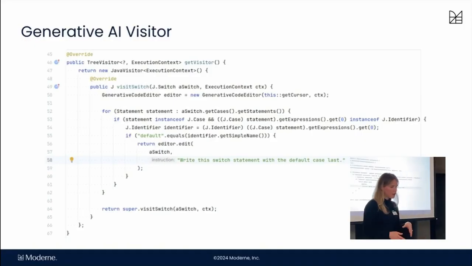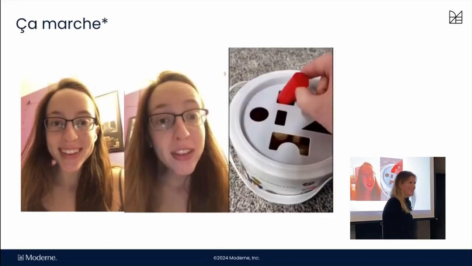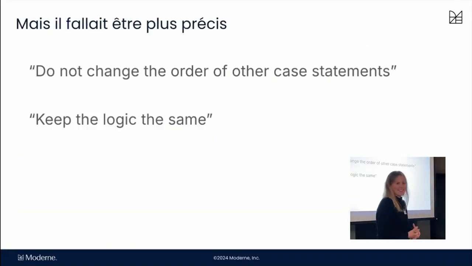So we saw the visitor design pattern, right? This is the same thing, except here it overrides visit switch, which is for the switch statement. So the idea is that when you see a switch statement, you say, all right, write the switch statement with the default case last. So this is what we're saying to the AI with this prompt. It works. Kinda. Oh no, it didn't work.